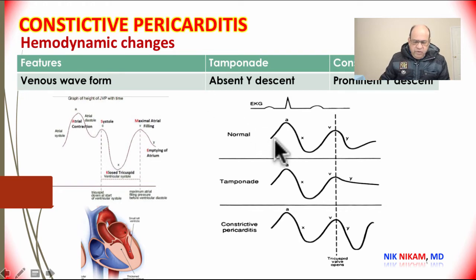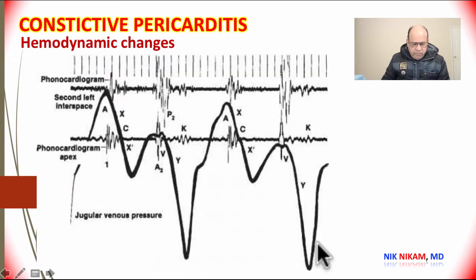In patients with tamponade, the Y descent is blunted. In patients with constrictive pericarditis, we see prominent X and Y descents. This is an important finding in patients with constrictive pericarditis.